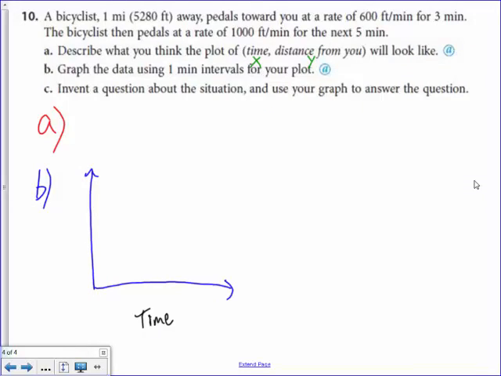But what should we use, miles or feet? What do you think? Well, our rates are in feet per minute, right? So let's put that in feet. So this is the distance, and I should specify that we're using feet. Same thing with time. I should specify that we're using minutes. And I'm going to mark this off: 1 minute, 2, 3, 4, 5, 6, 7, 8. So I can count by ones there.